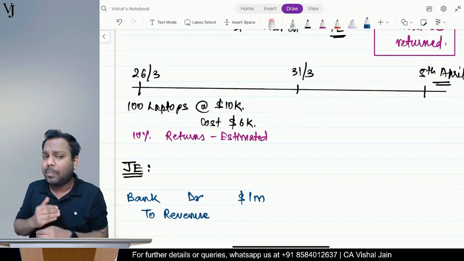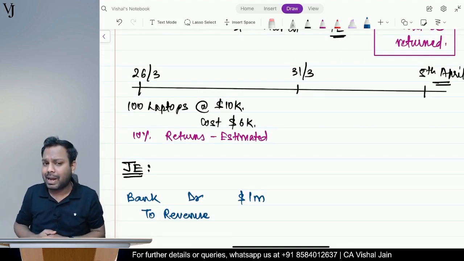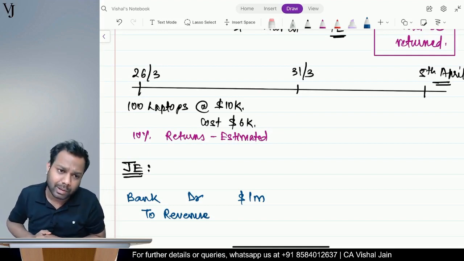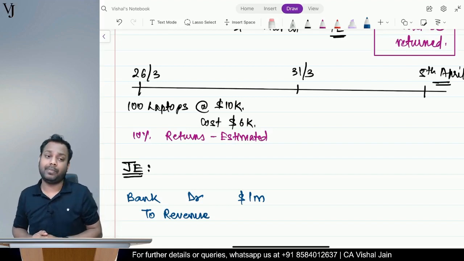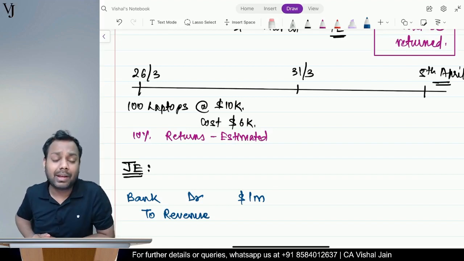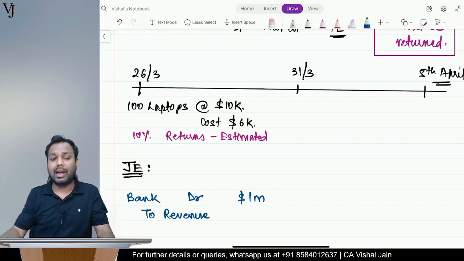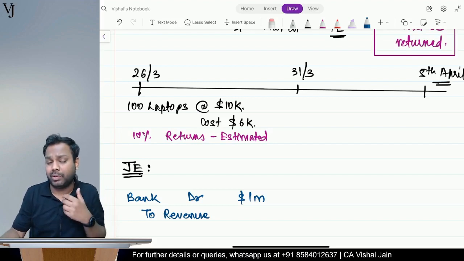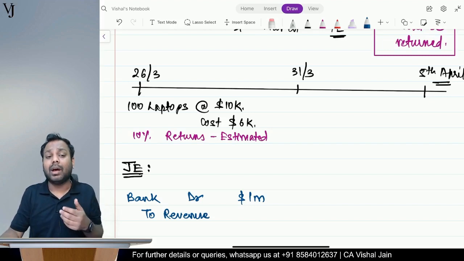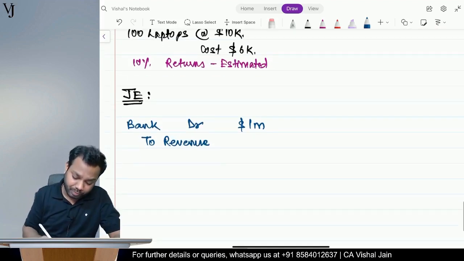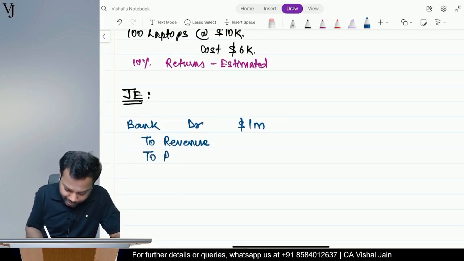That it's a return policy. There is a return policy. The standard says that you can recognize the amount of revenue, but don't recognize the amount which you feel will be returned. Rather, recognize a refund liability for that. Since you have received the whole amount, as of now, don't recognize the revenue for that portion, but recognize the refund liability. So what will you do to the refund liability?